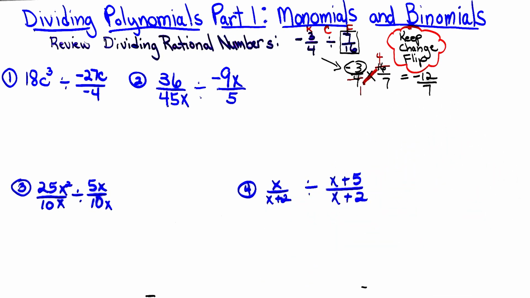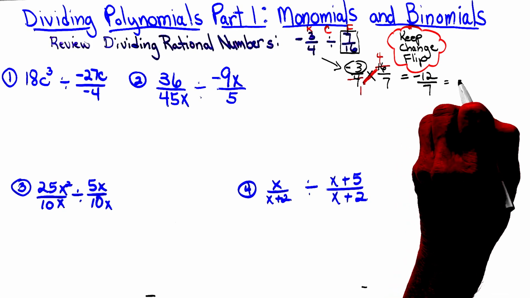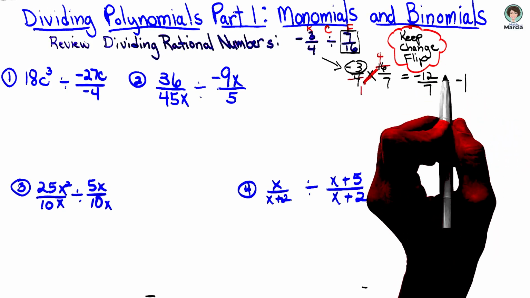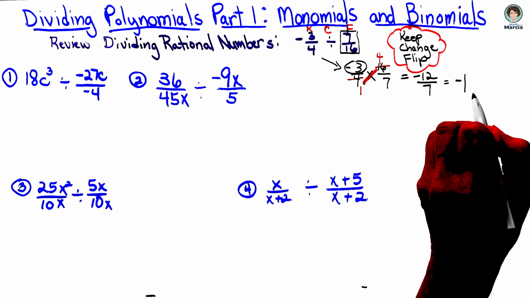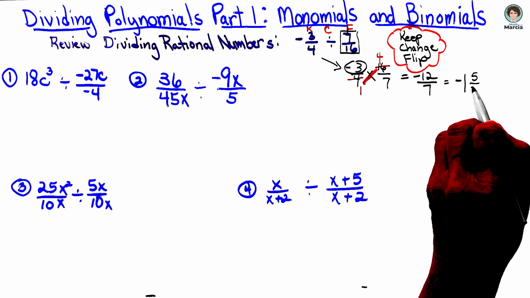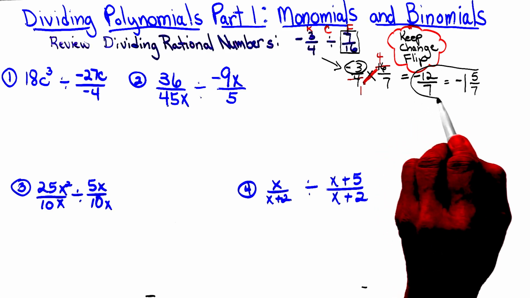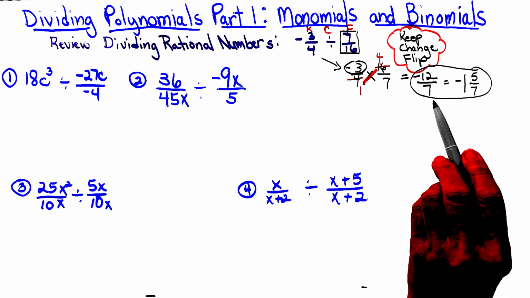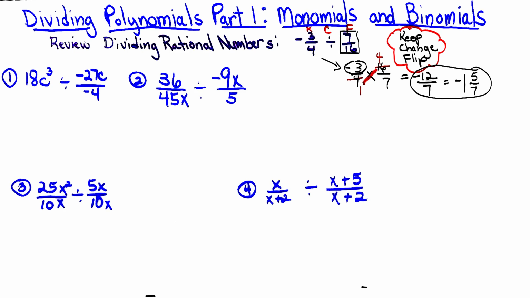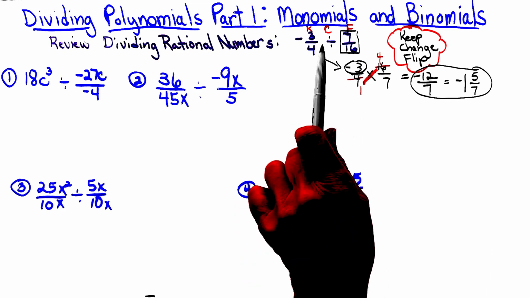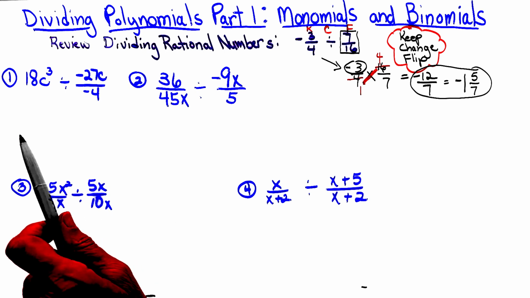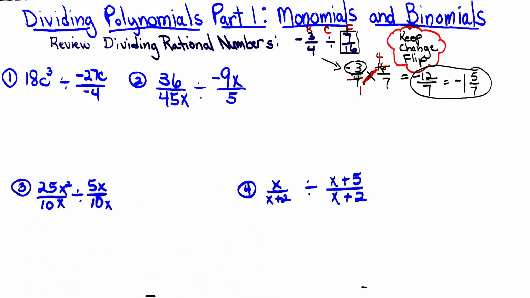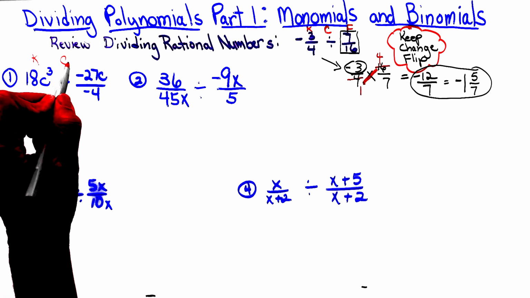I could change it to a mixed fraction, but it is not always necessary. If it was a mixed fraction, that would be a negative 1, and when you do 12 minus 7, it is a 5, so negative 1 and 5/7. Either one of these is an acceptable answer because this is in simplest terms. All right, we're going to use keep, change, flip for every one of these dividing polynomial problems. So I like to mark my text.